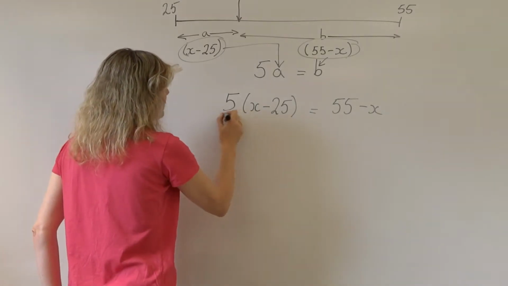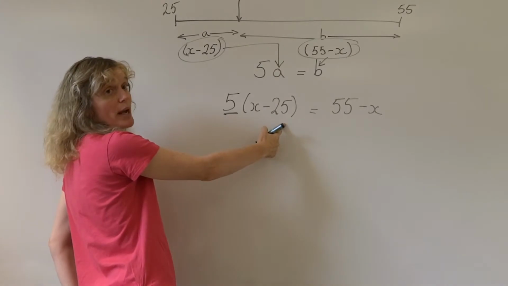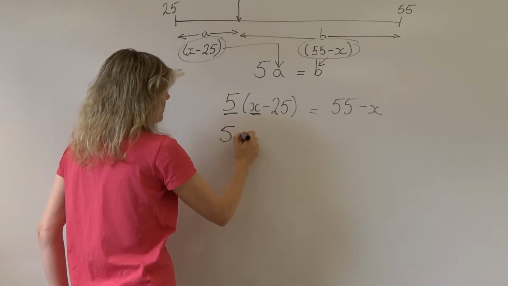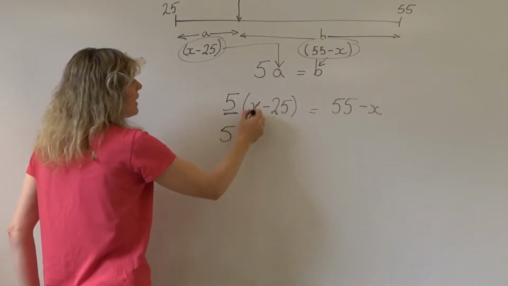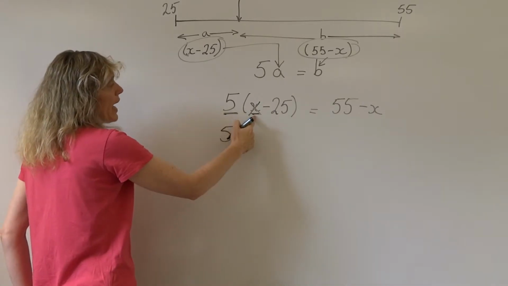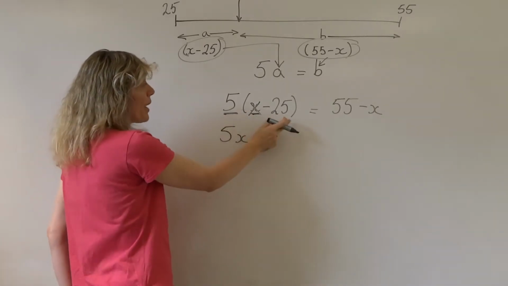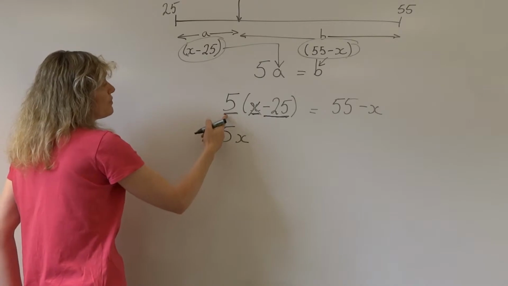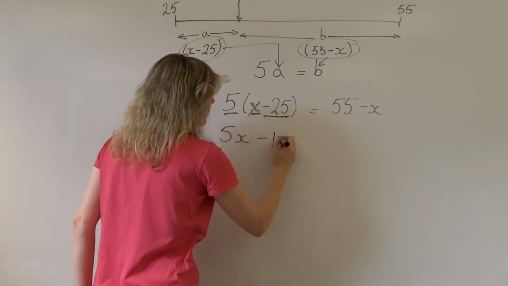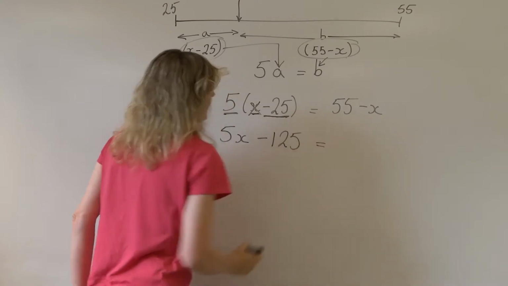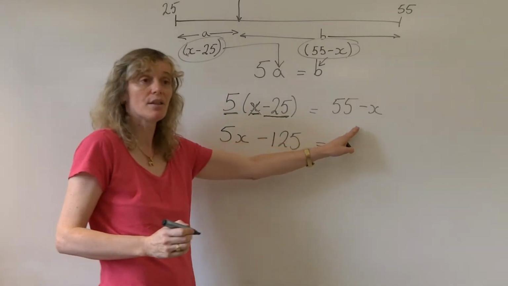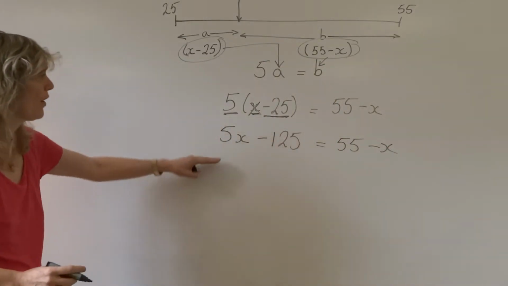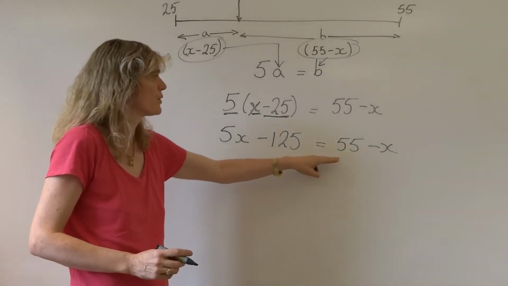So we have to multiply this 5 by everything that's inside those brackets. The first thing we do is we multiply the 5 by the x. 5 times x will give us 5 lots of x. I now have to multiply the 5 by the next number in the bracket. And the next number in the bracket is minus 25. This gives me 5 times minus 25, giving me minus 125. So I've multiplied my brackets through. I haven't done anything on this side of the equation, so I carry on and leave it the same. I now have 5x minus 125 equals 55 minus x.